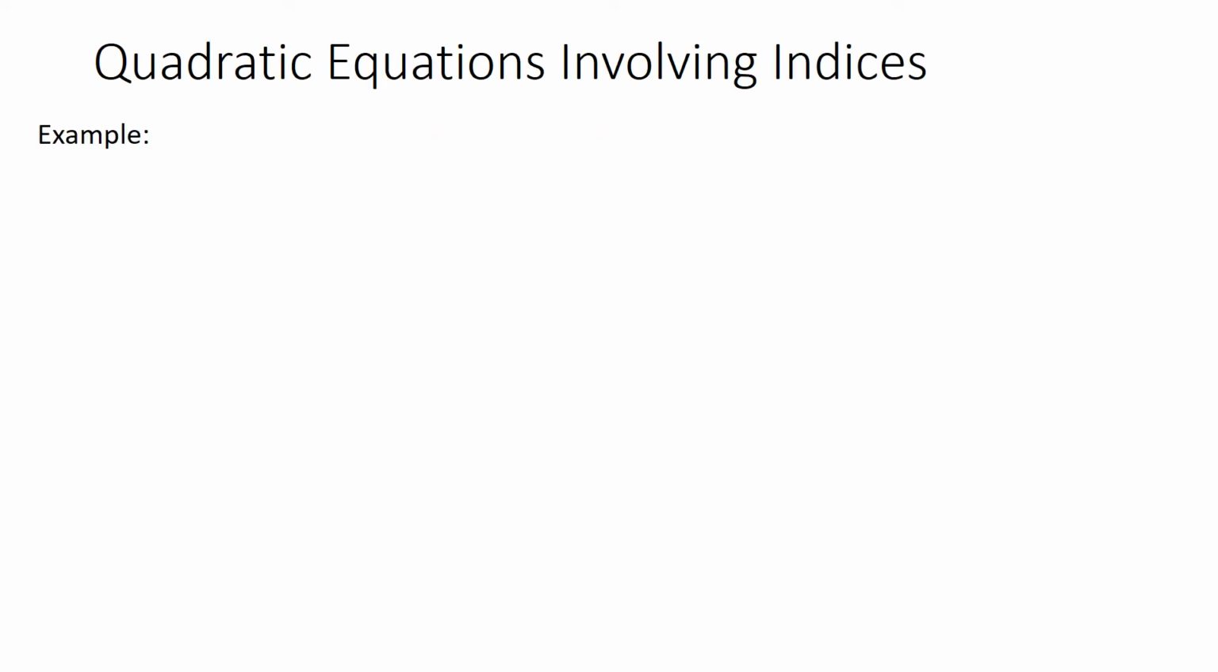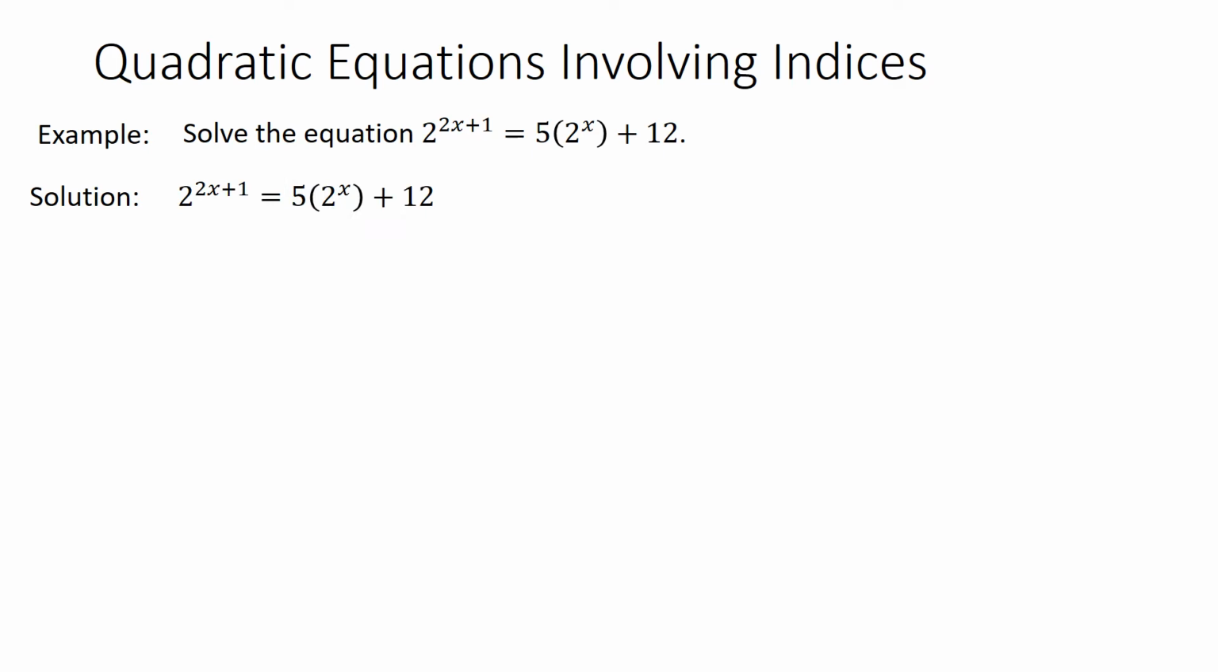Here is an example related to quadratic equations involving indices. Solve the equation 2 to the power of 2x plus 1 equals 5 times 2 to the power x plus 12. The solution for this example is, from the equation 2 to the power of 2x plus 1 equals 5 times 2 to the power x plus 12. We can rewrite the equation becomes 2 to the power of 2x plus 2 equals 5 times 2 to the power x plus 12.